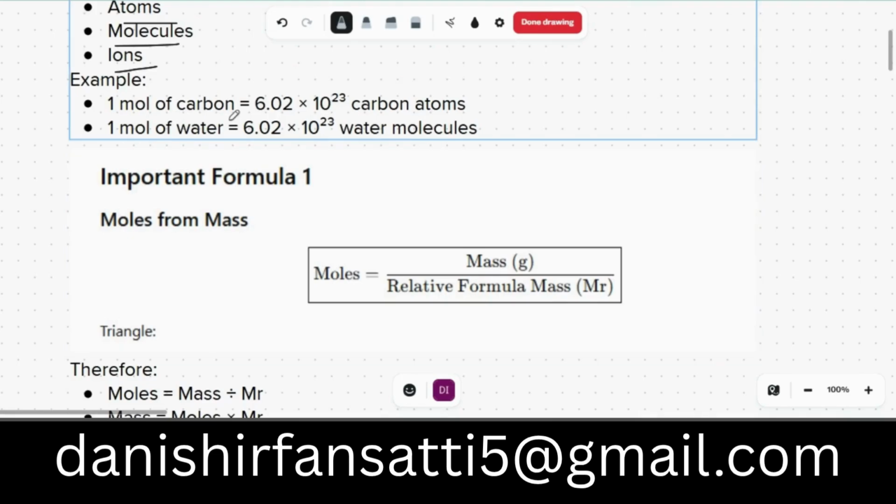1 mole of carbon contains 6.02 × 10^23 carbon atoms. 1 mole of water also contains 6.02 × 10^23 water molecules.